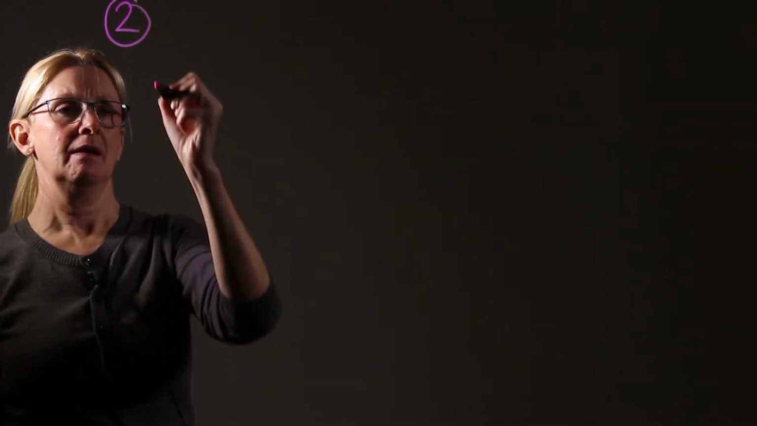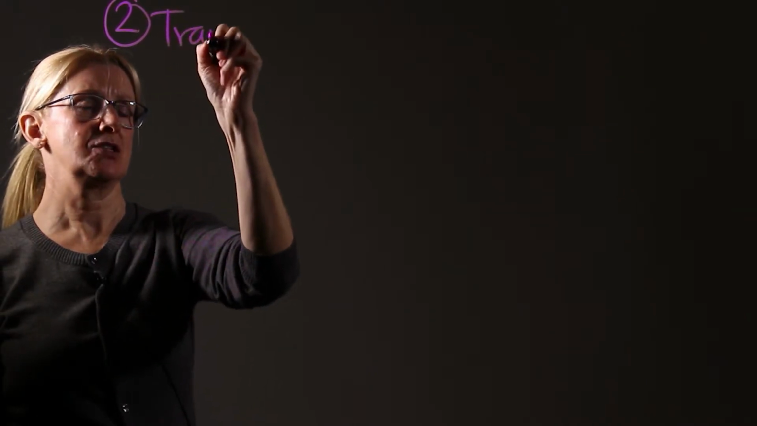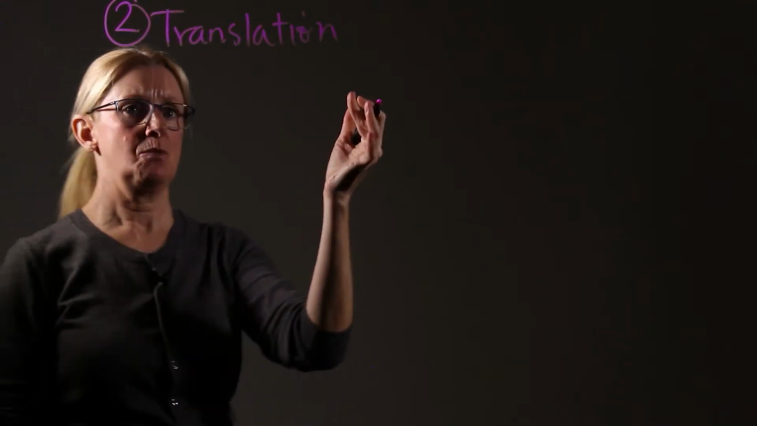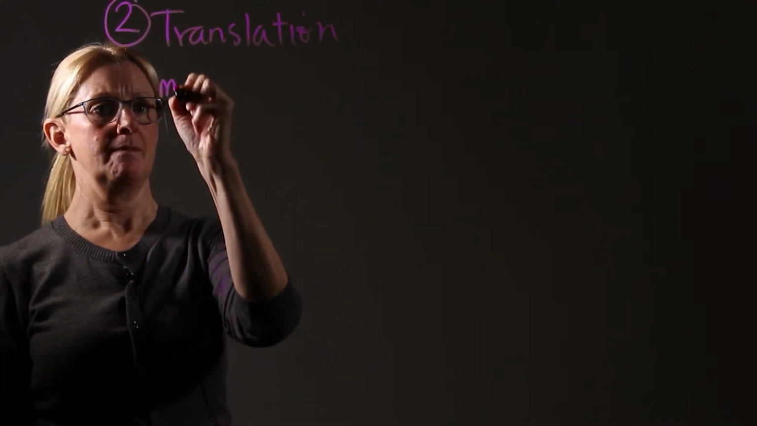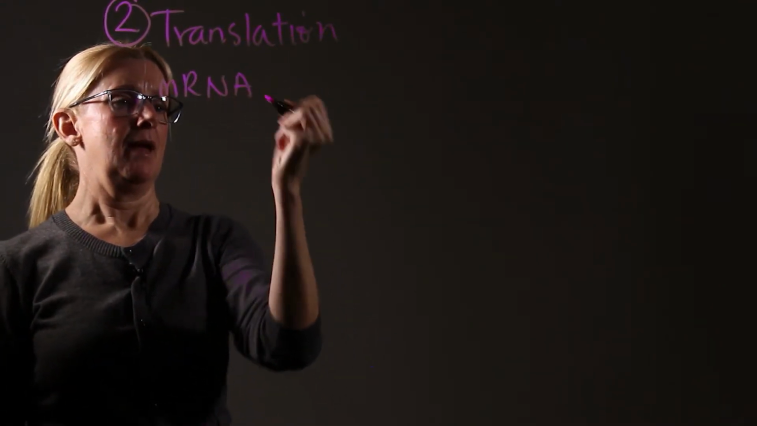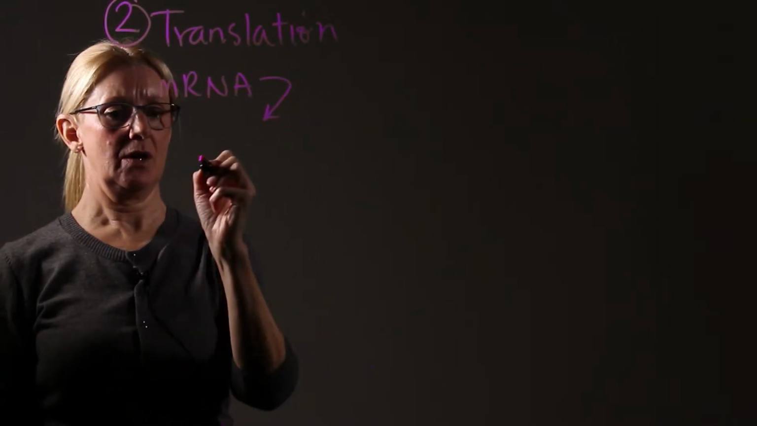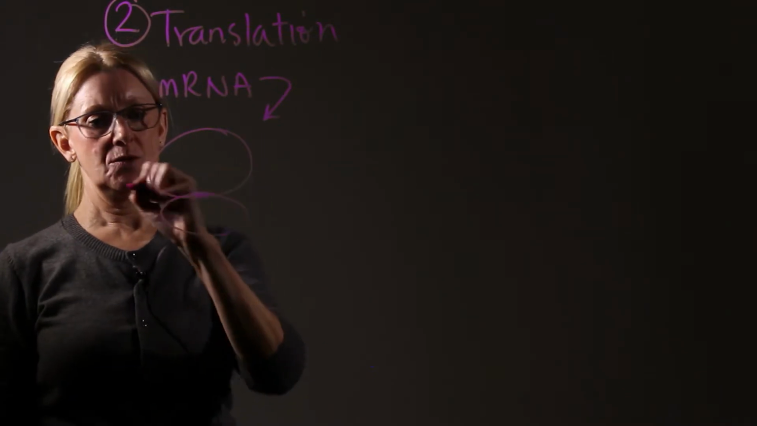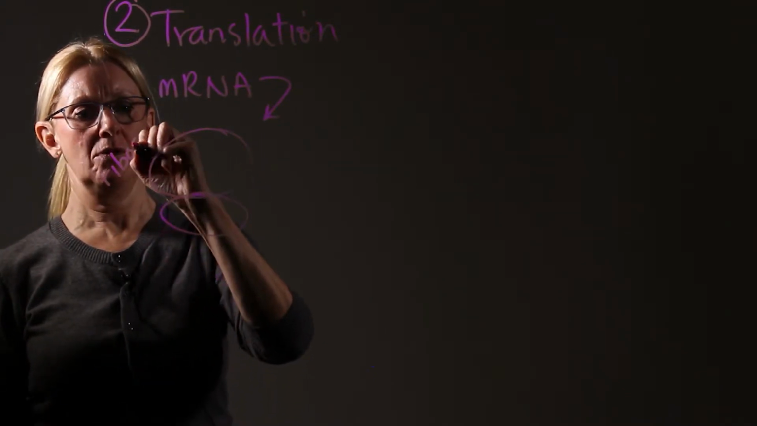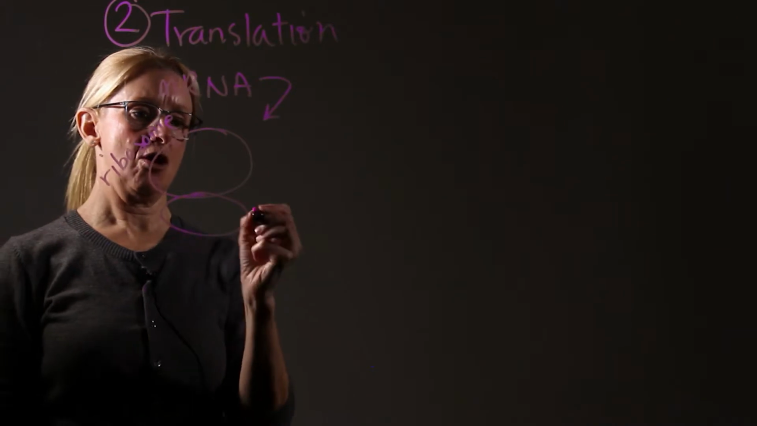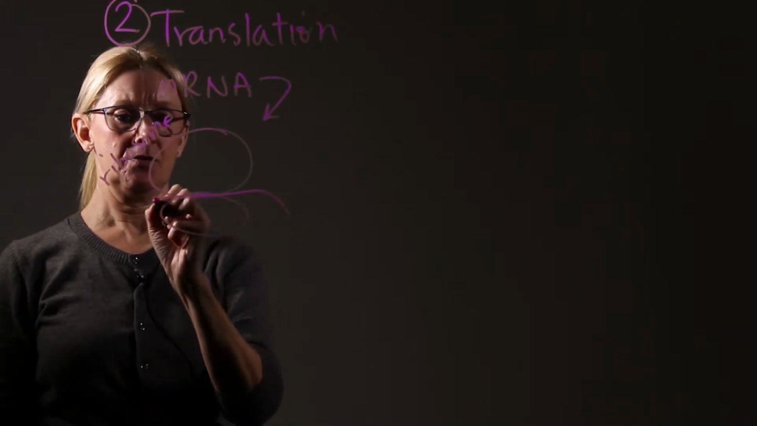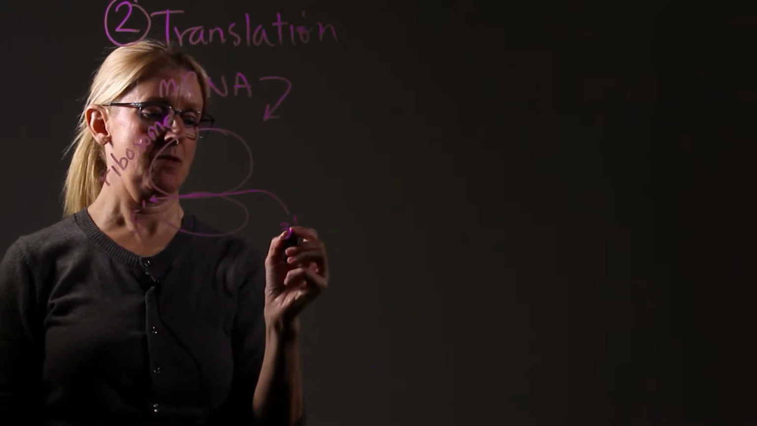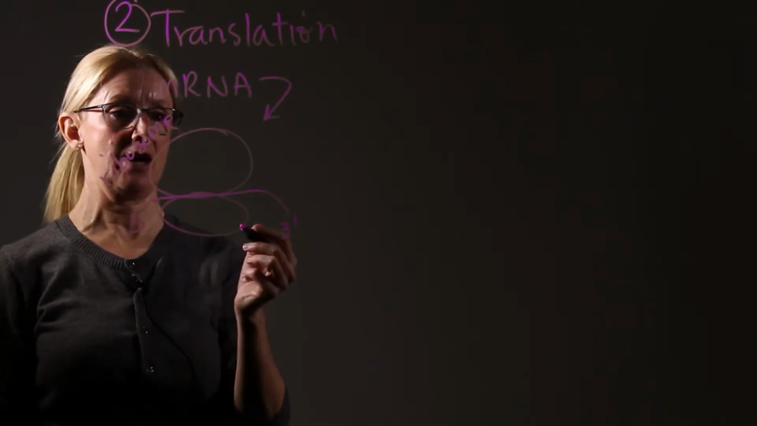Our second step then is our translation. So in the first step, transcription, we made our mRNA. And now this mRNA is going to go to the ribosomes in the cell. Remember, it has two subunits, a bigger and a smaller subunit. And our mRNA is actually going to feed through this from the 3' to the 5' direction.